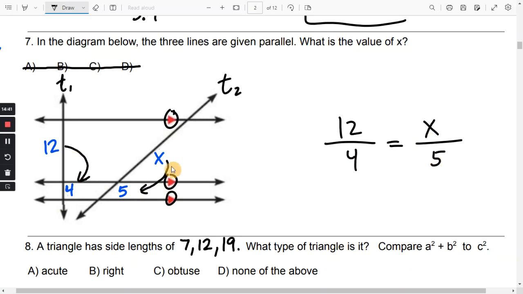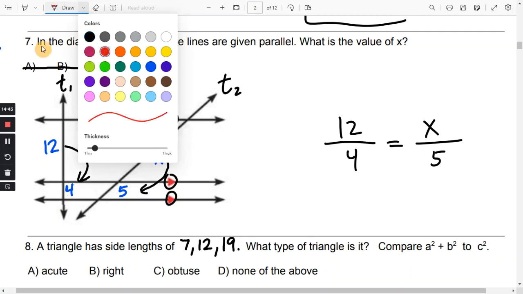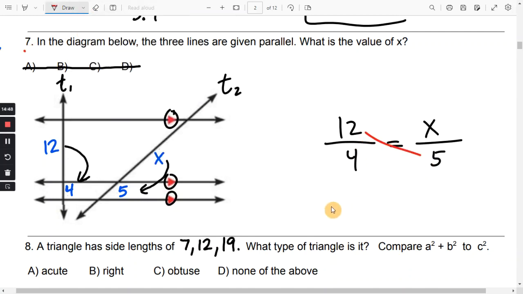Notice I went the same way on both triangles. Cross multiply. Top times bottom is 12 times 5. Bottom times top is 4 times x. The opposite of times 4 is divided by 4, and it cancels here. And this is going to be 60 divided by 4, which is just 15.